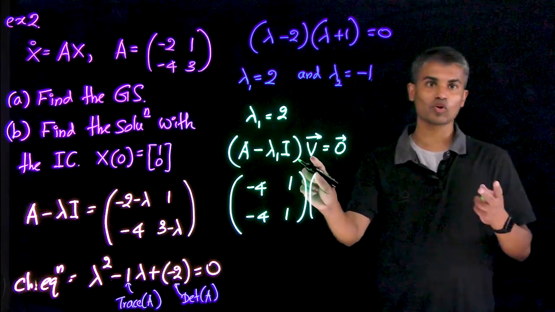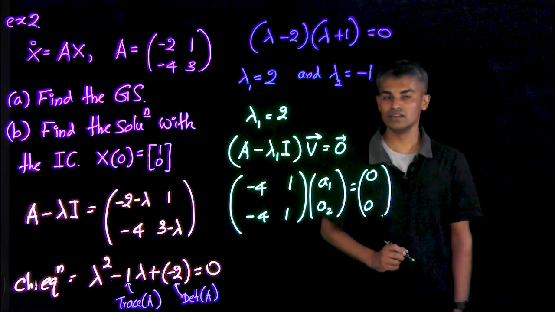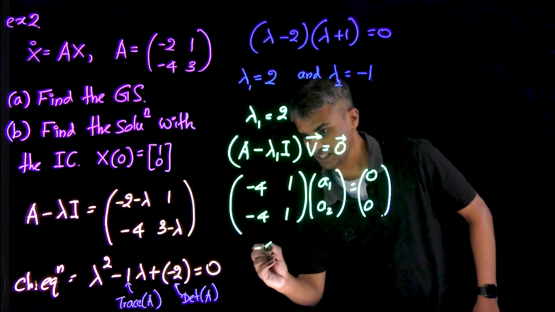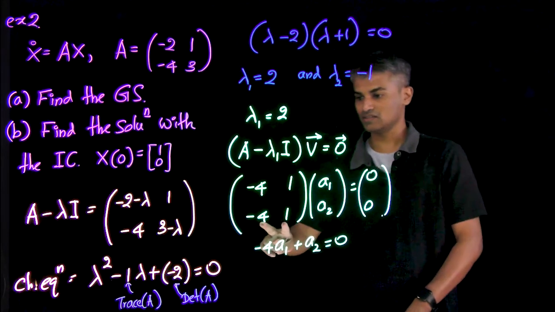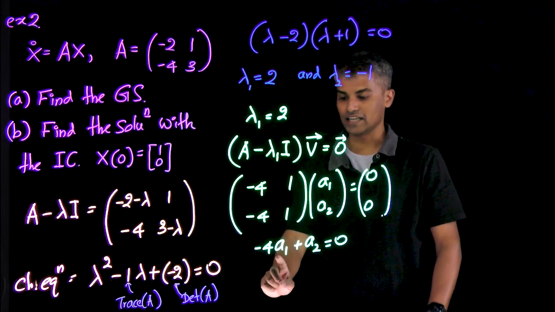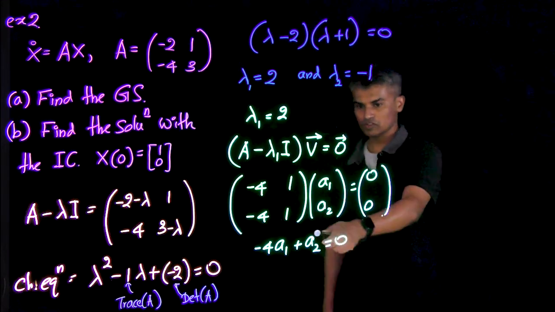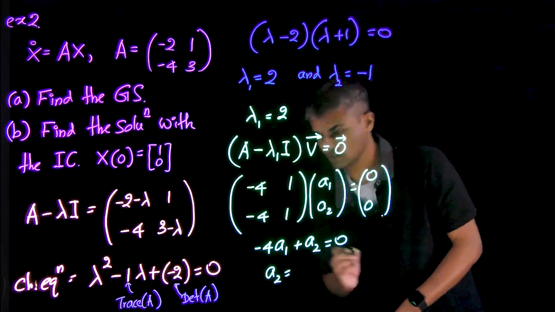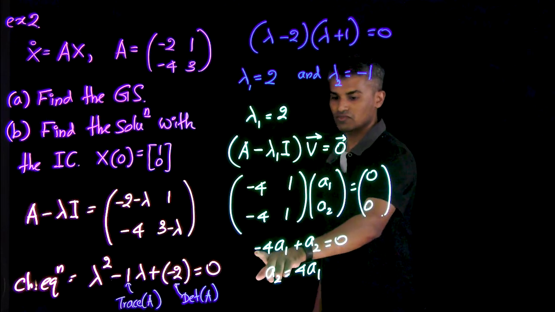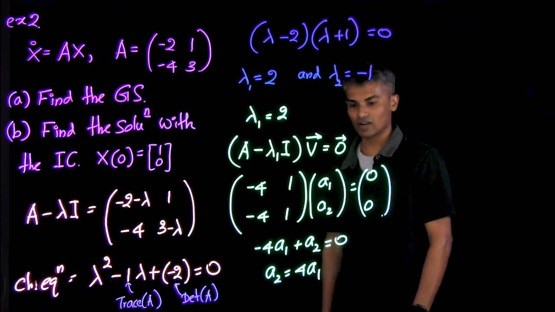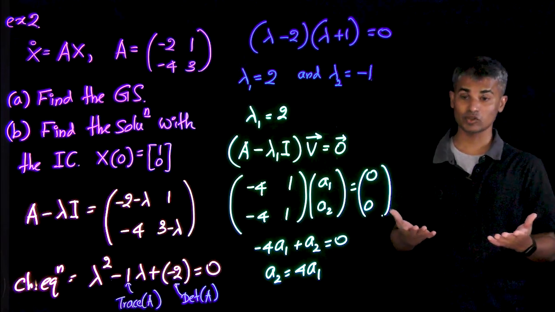Our eigenvector V should have two components. So, let us say they are A1 and A2 equals 0, 0. Now, as you can see, your first equation is negative 4A1 plus A2 equals 0, and in fact your second equation is exactly equal to this one, because you will get negative 4 times A1 plus A2. I am going to solve for A2. Add plus 4A1 to both sides, and you will get A2 equals 4A1. So, now we have one equation with two variables, so we have infinitely many solutions.